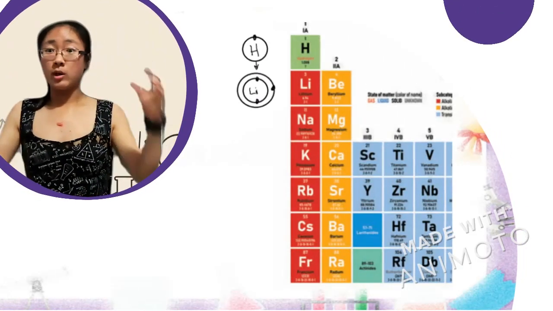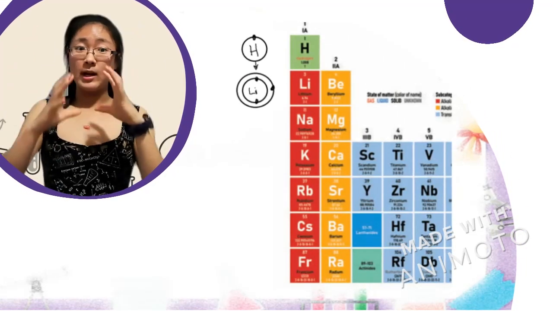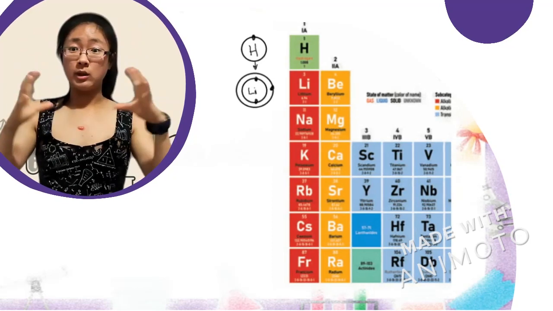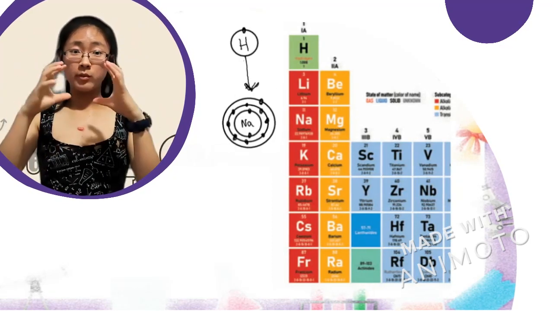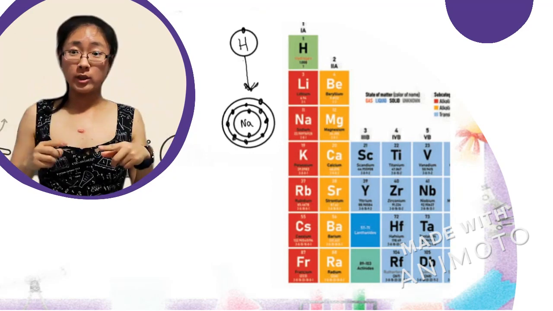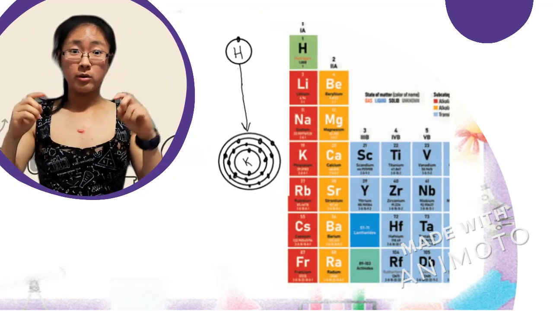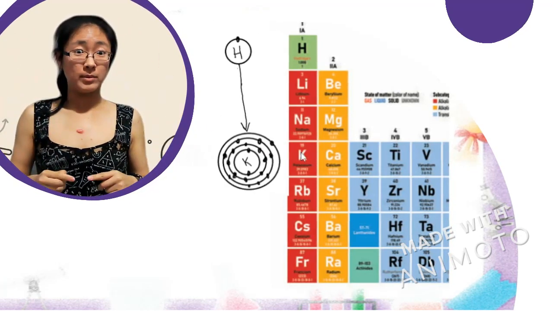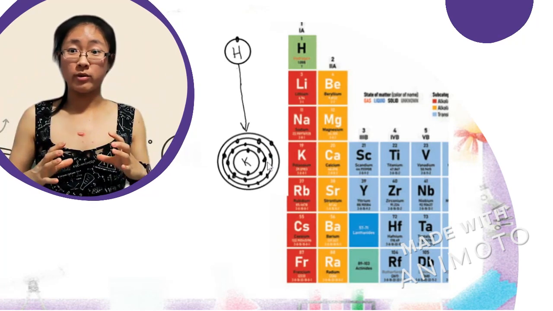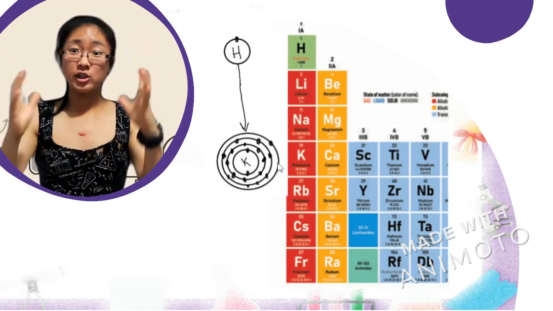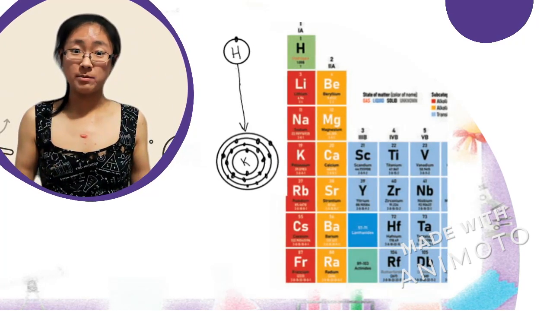Now what happens if we go down a group? If we go down a group, we're adding shells to the atom each time. Starting off with lithium, we're adding one more shell to get to sodium, and then further, one more shell to get to potassium in the fourth row over there. So as we go down, we're adding shells each time, which is why it gets bigger.